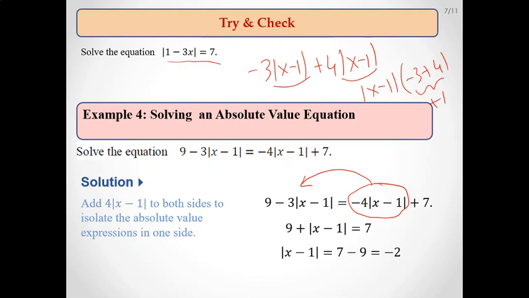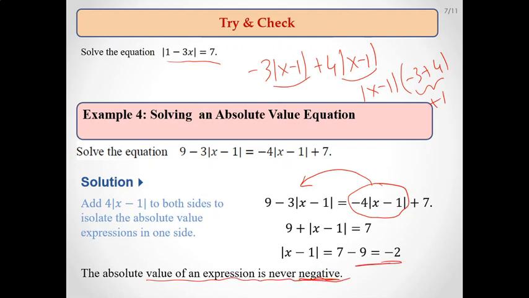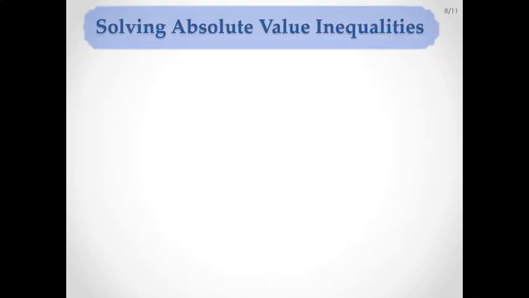So we have an interesting situation here because we have an absolute value equal to a negative number. It's negative. So how can that be? An absolute value equal to a negative number cannot happen. So we say there is no solution, because the absolute value of an expression is never negative, so it's not possible. So there is no solution for this equation.